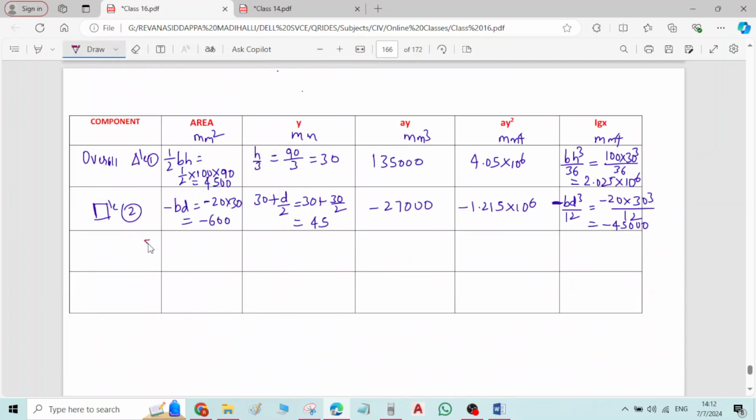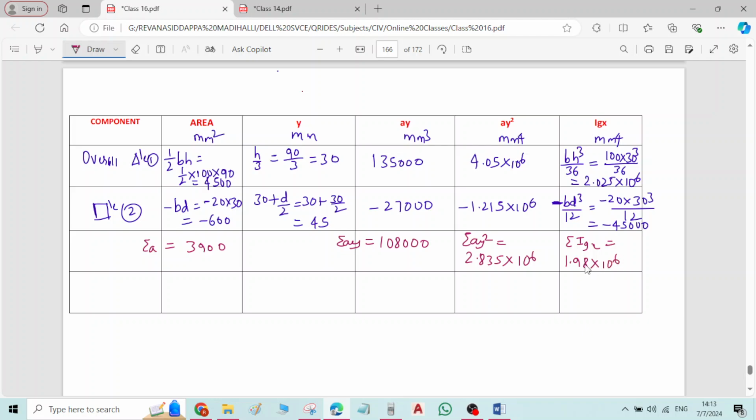Total area is 3,900 mm square. Sigma AY is 1,08,000. Sigma AY square is 2.835 into 10 power 6. Then sigma igx is 1.98 into 10 power 6.